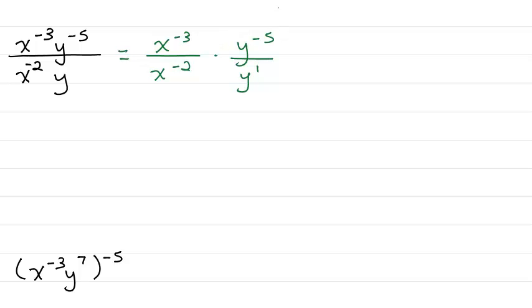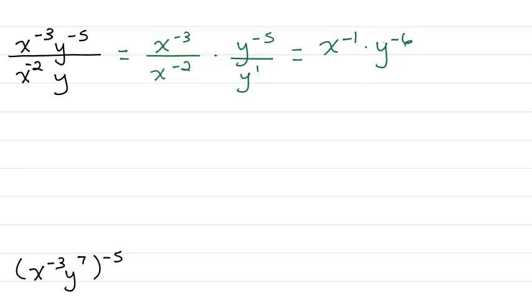And now it's division, so we do the subtraction rule. Negative 3 minus negative 2 becomes negative 3 plus 2. So that's x to the negative 1 times y to the negative 5 minus 1, y to the negative 6.